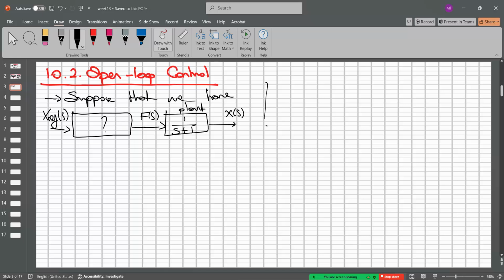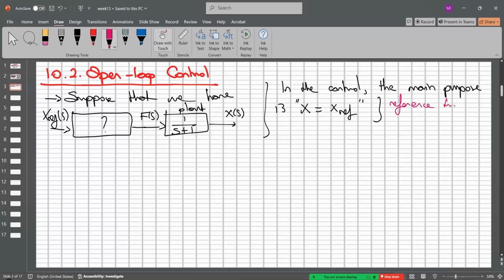And so in the control theory, the main purpose is x equals xref. This is called the reference tracking problem in the literature. If you want to drive the system to the reference signal, how can we accomplish this? And so we can assign a new variable in here, Cs. We need to design it, but how can we do that?